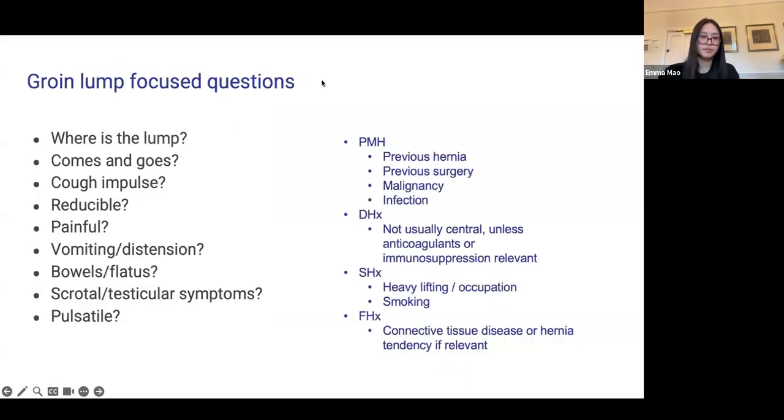Okay, so ask, where is the lump? Can it come and go? Can you feel it increasing when you cough? Can you push it back in? Is it painful? Is it associated with vomiting and distension? And then bowels, whether you're passing wind or not, and whether there are any scrotal or testicular symptoms, and also whether the lesion is pulsatile. Okay. Things you can ask about are their occupation, if they do any heavy lifting, and if there are any connective tissue diseases or other risks for hernias.